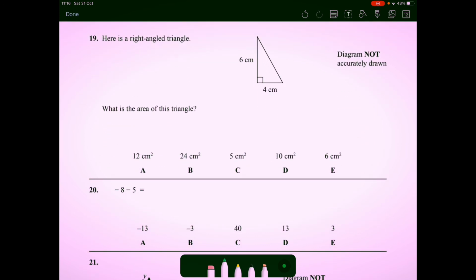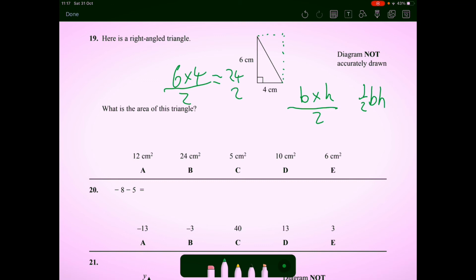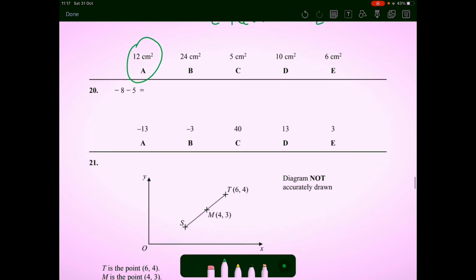Question 19. Here is a right angled triangle. What is the area of the triangle? The area of a triangle is base times height, all divided by 2, or it can also be written as a half times base times height. Where does that come from? Very similar to that of a rectangle. It's going to be 6 times 4, which will give us this rectangular area. Then we'd have to half that to find out the triangle area. That's going to give us 24 over 2, which gives us 12 centimetres squared. So the answer to that is A.